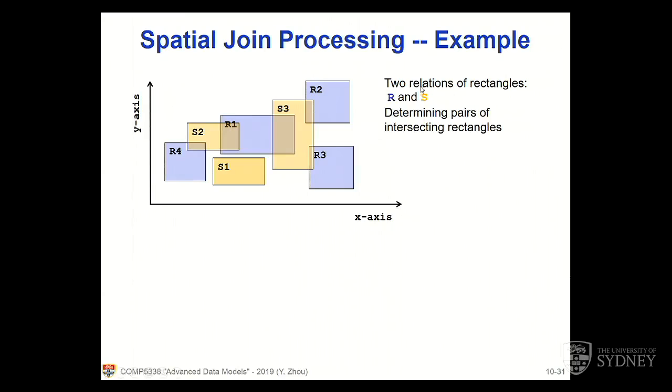So if we have two relations of rectangles, R and S, and we want to determine the pairs of intersecting rectangles. We don't care if R intersects with itself, but we want to find the intersecting R and S. So like R4, S2, or S2, R1, or R1, S3, they are intersecting pairs we are interested in. This is a typical join type of query. So instead of producing all the possible pairs and checking them, we can design a special customized way to process this.